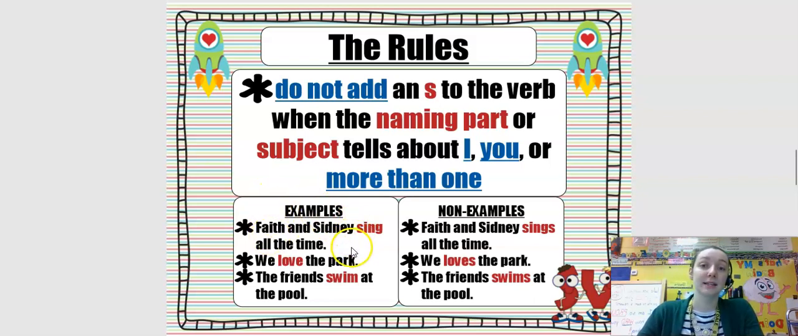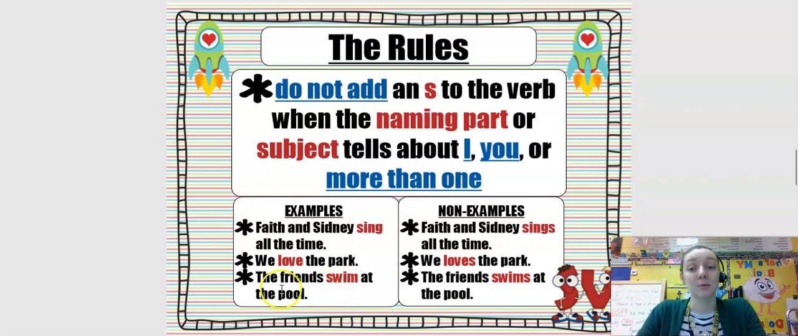There's Faith and Sydney. So it wouldn't make sense to say Faith and Sydney sings all the time. That subject and verb don't agree. It's a non-example. All right, next example. We love the park. So we is more than one, right? We, it's a group. So it's just love with no S. Because it wouldn't make sense to say we loves the park. It's not right.